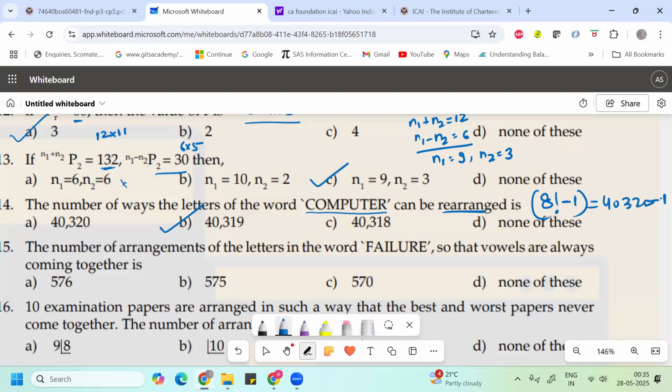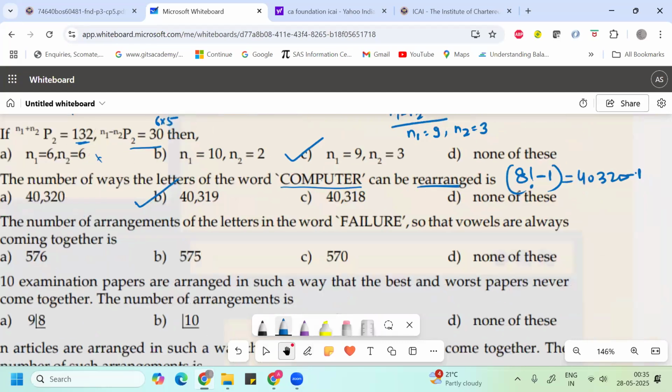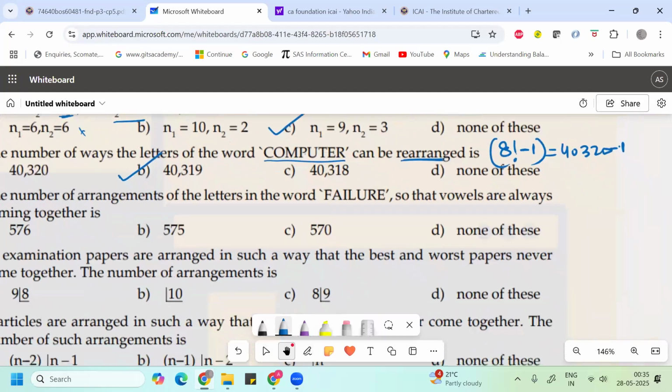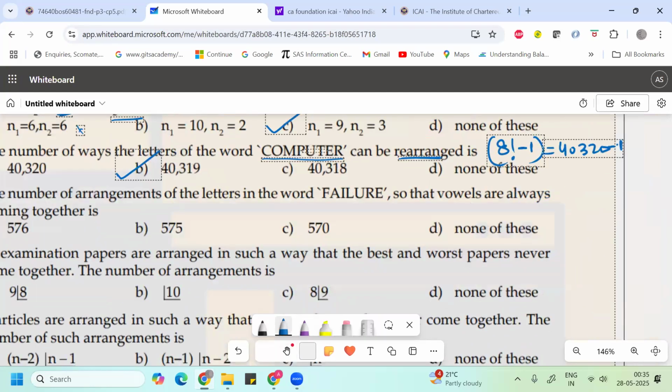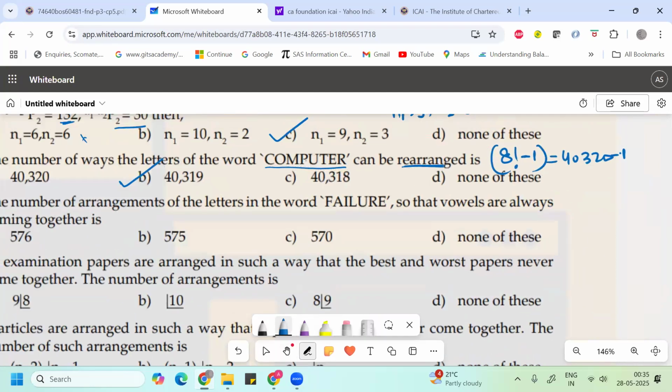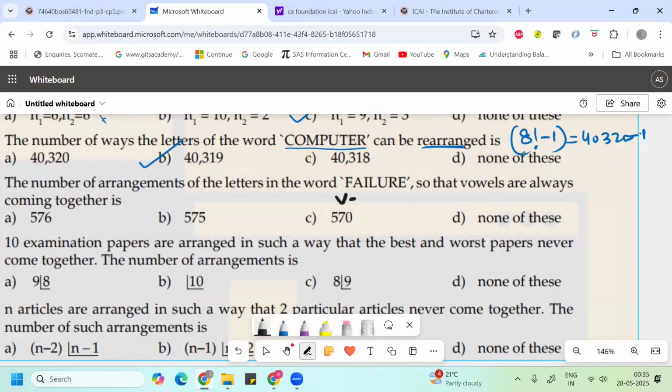The number of arrangements of the letters of the word FAILURE so that the vowels always come together. So in FAILURE, how many vowels are there? A, I, U, E. Four vowels are there. And how many consonants are there? F, L, R. Correct, right? So there are three consonants and four vowels.